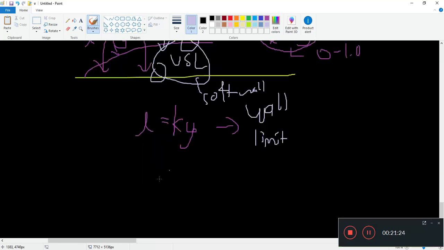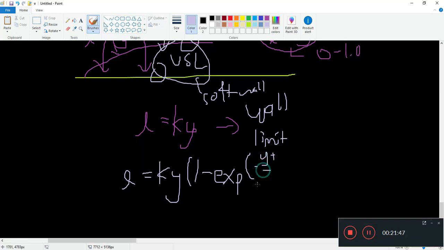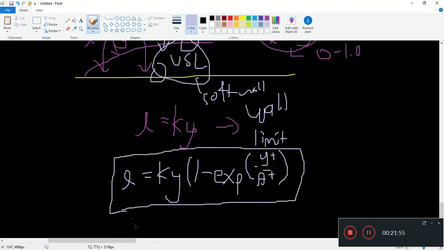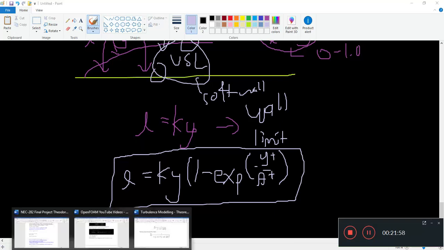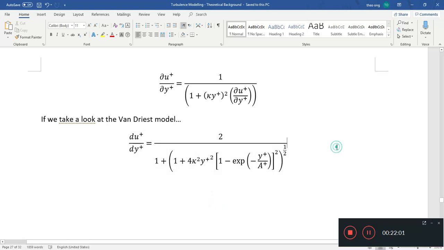To account for these viscous effects, we modify the equation so that instead of kappa y, we have an exponential function: 1 minus exponential of minus y plus over A plus. And this is the Van Driest mixing length.